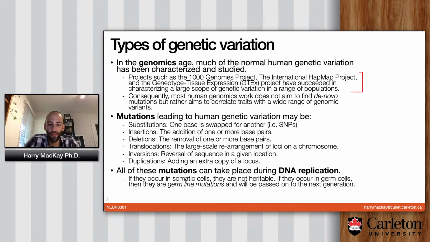Now, the kinds of mutations that can lead to this variation are substitutions. This is just a basic run through of the list. You've got substitution. This is when one base is swapped for another. This is the simplest and most common type. Single nucleotide polymorphisms, or SNPs as we call them, are this. An A could get switched to a T, or a C could get switched to a G, or a C could get switched to a T, that type of thing. And of course, where that happens really matters.